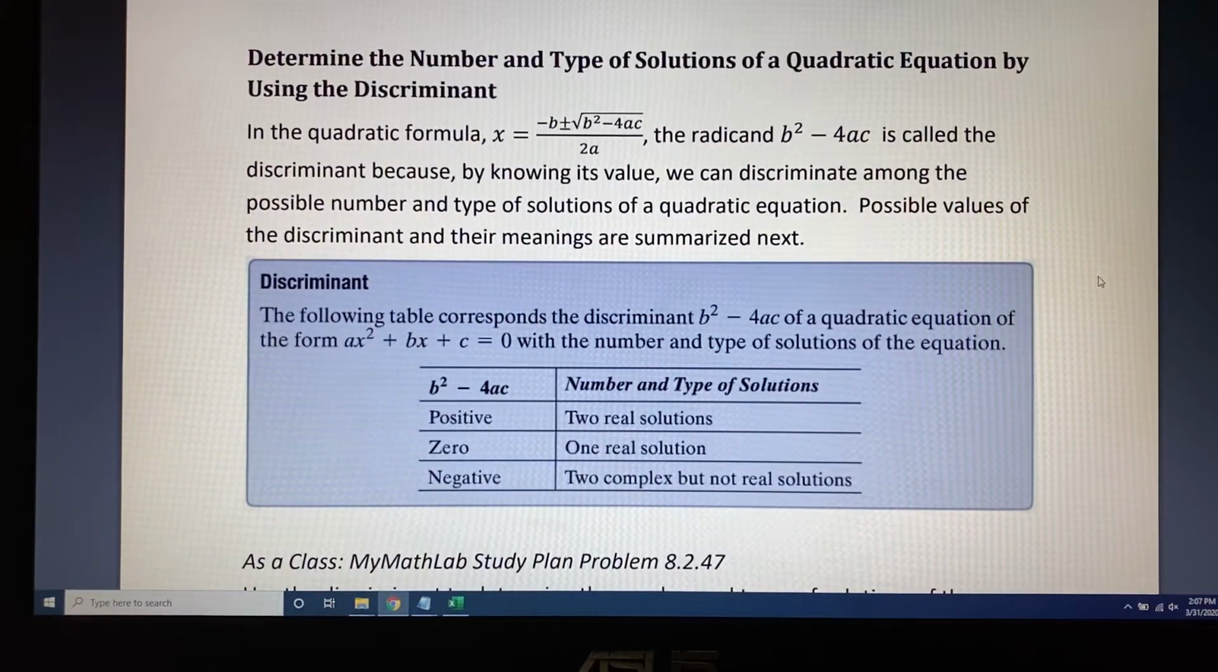Please open in your learning workbook to page 127 and read along as we learn together. Determine the number and type of solutions of a quadratic equation by using the discriminant.